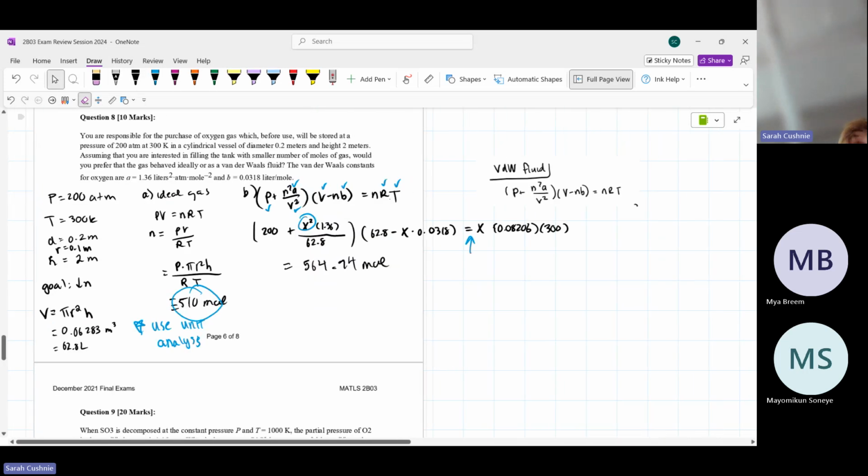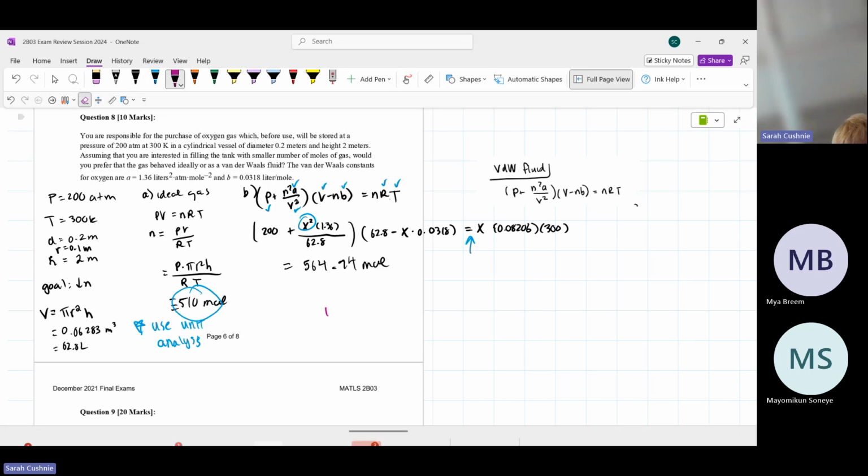So we get this value of 564 moles. So now we're like, okay, we can either have 510 moles or 564 moles. Remember, we're cheap. We don't want to buy a big oxygen tank. We want to fill it up with the least amount of moles of gas. So we want it to behave as an ideal gas. And that would be your final answer. Does that make sense, other than the calculator thing being a hecker?